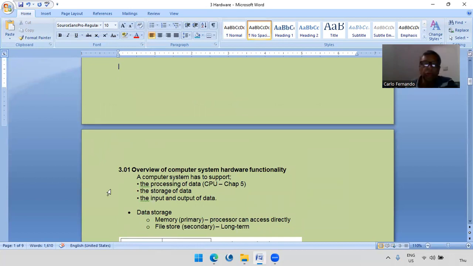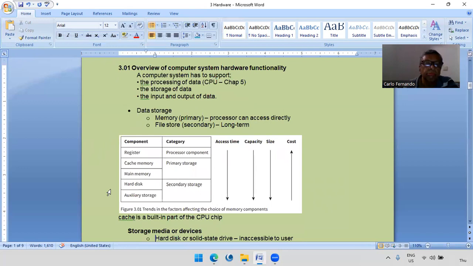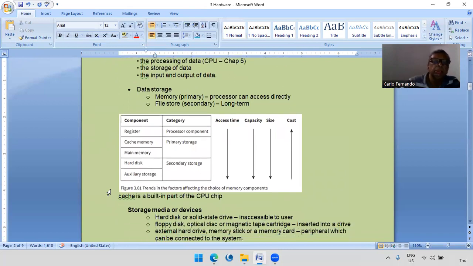One is the storage of data. Memory. You have the memory, which is primary memory. Processor can access directly. There are two kinds of memory. The other one is file store, or secondary, which is for long term. They are not accessible by the processor directly. That's the difference. Memory, which is RAM and ROM, they can be accessed by the processor directly.